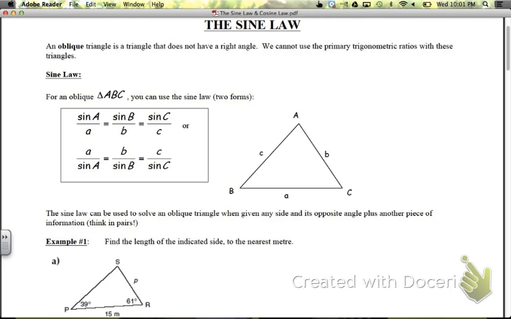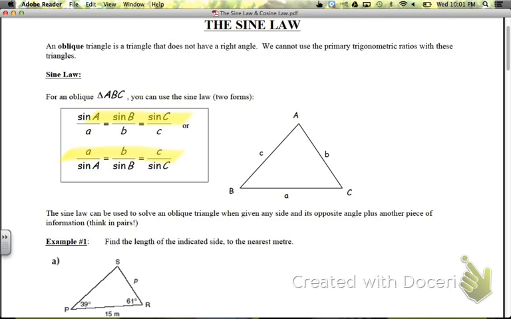Now, a general rule of thumb is if you have an unknown angle, use the one where you have your sine A and sine B and sine C in your numerator. If you have an unknown side, use where you have A, B, and C in the numerator.